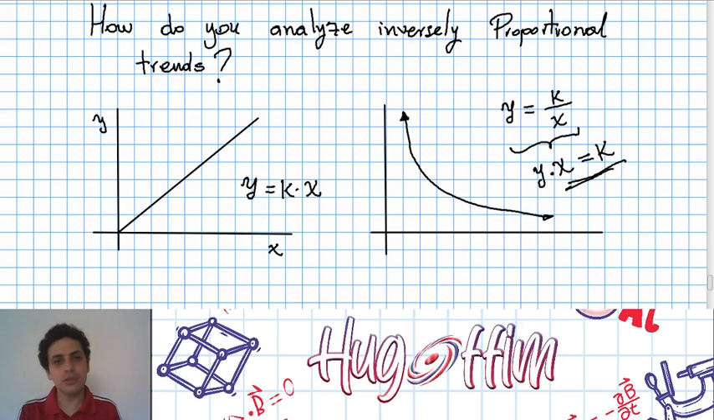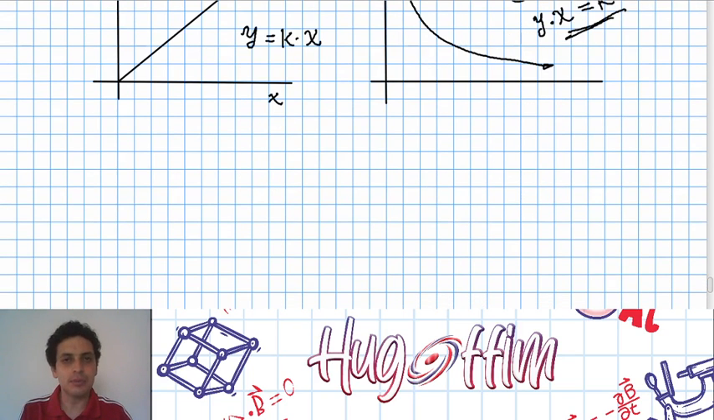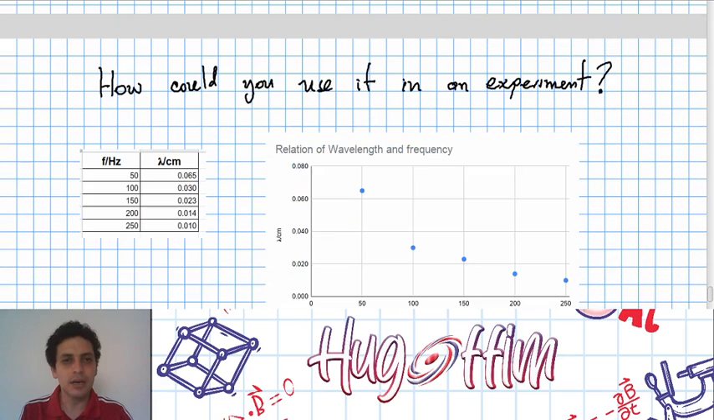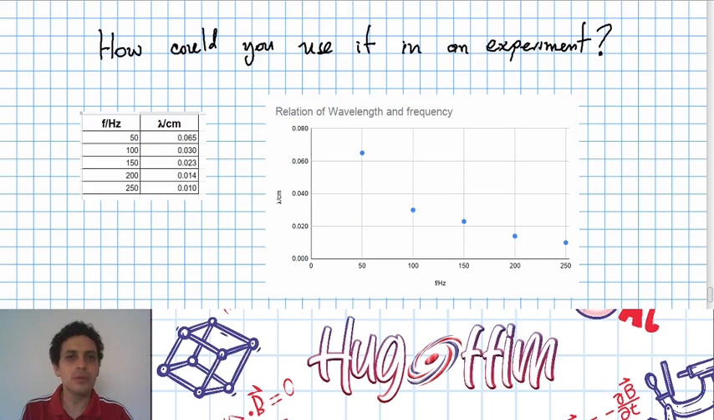So now we're going to see this in an example, because maybe you ask, how could I use it in an experiment? Here you can see an experiment that I performed in which I measured frequency and wavelength for a string. So you can imagine the experiment in this way.